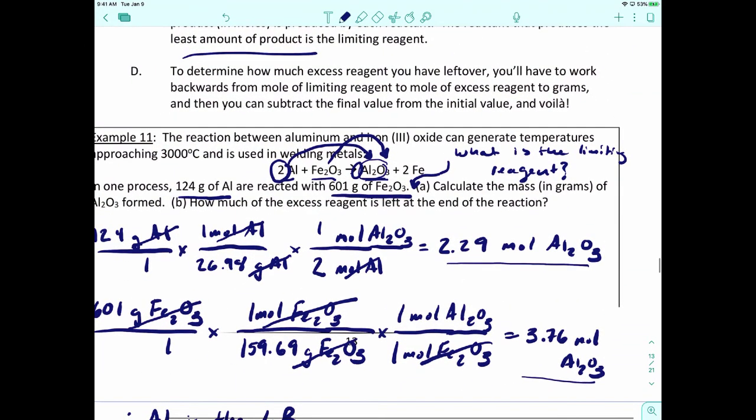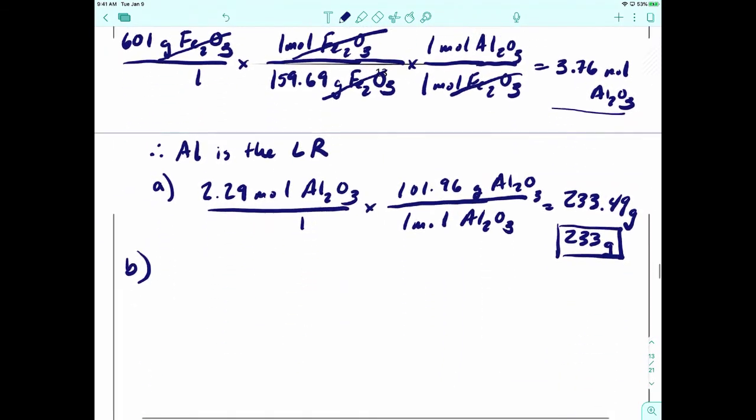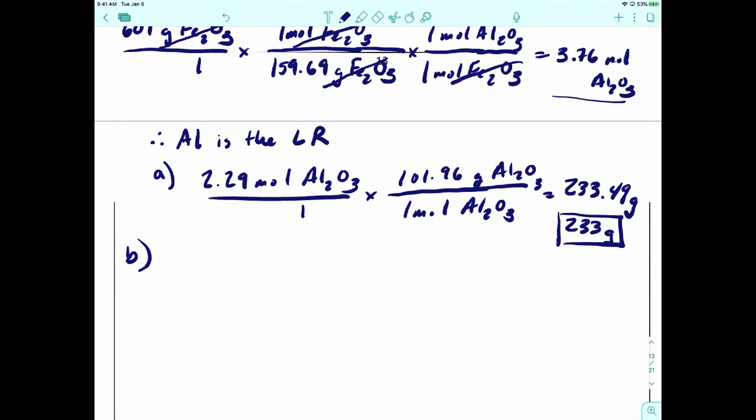How much of the excess reagent was left at the end of the chemical reaction? Now this one's a little bit tricky. What we need to do is start with the limiting reagent. Let's figure out how many grams of Fe2O3 we actually needed to use for both reagents to run out at the same time. You poured in way too much Fe2O3. How much did you really need to use for this reaction for both of these to run out at the same time? So let's try this out.